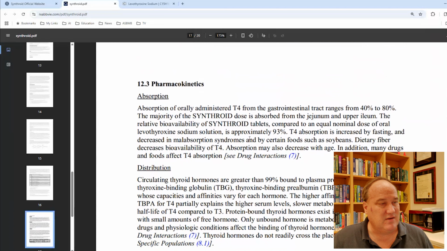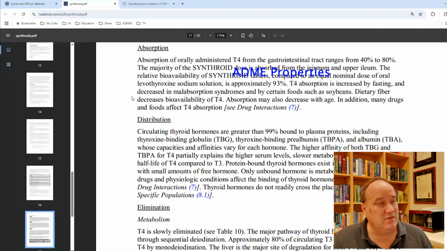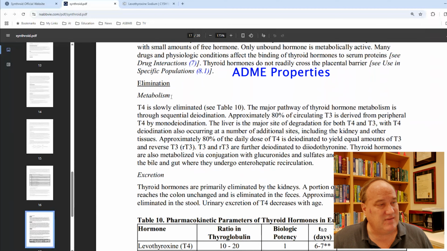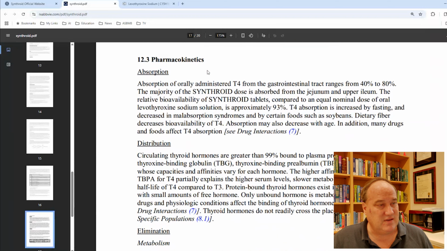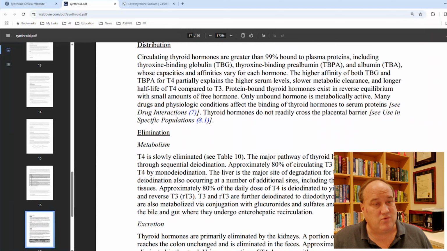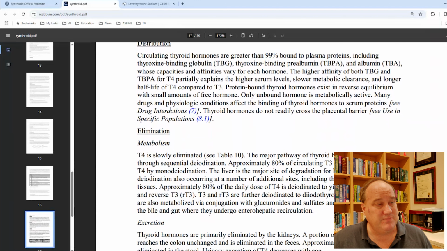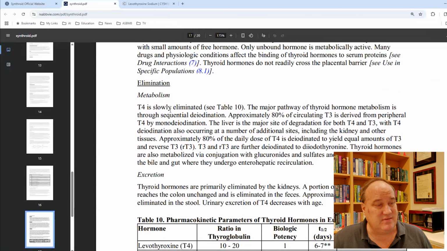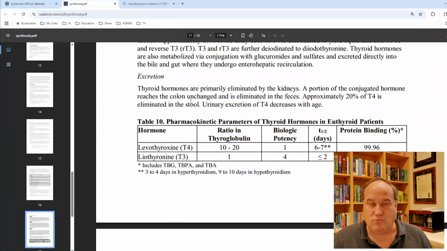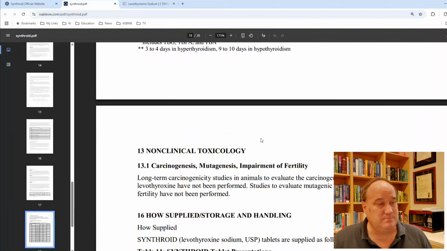And then the pharmacokinetics, these are the ADME properties. ADME stands for absorption, distribution, metabolism, and excretion, right? So this tells you how the drug is absorbed into the body, how it's distributed to the system, how it's metabolized, and then how the body gets rid of it right here. And so you'll see where it's gotten rid of.